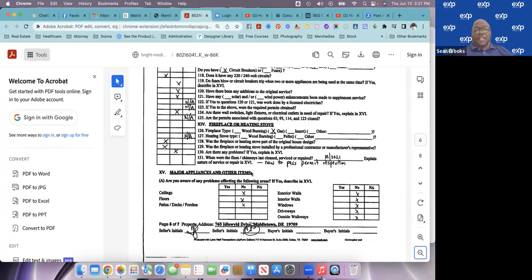So let's say fireplace, heat stove. They said yes, number 120, the fireplace or heat stove part of the original house. Yes.